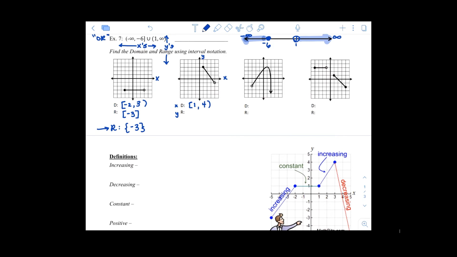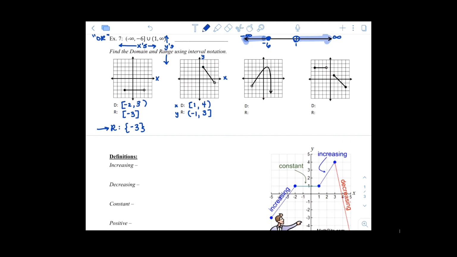Okay, so the range, low to high. So the lowest point is here. That is not at 4 when you're talking about the range. That is at -1 because range is y, low to high on the y. The highest point is here, and that is at +3 on the y with a bracket because it's a closed circle.